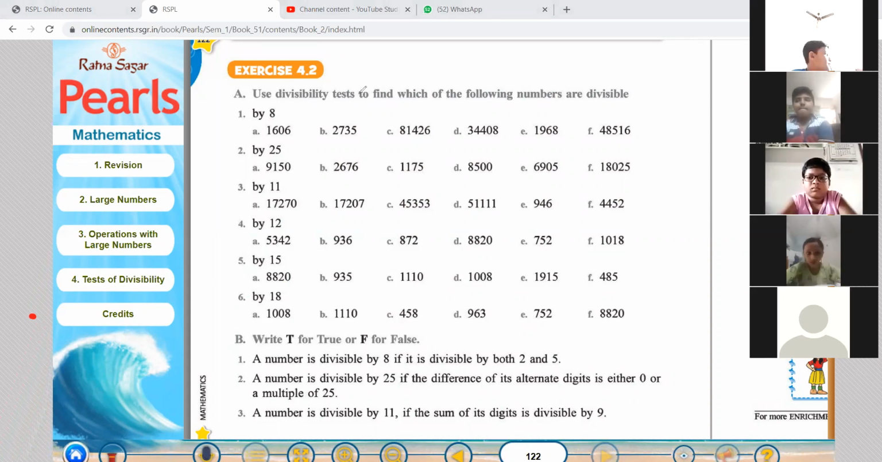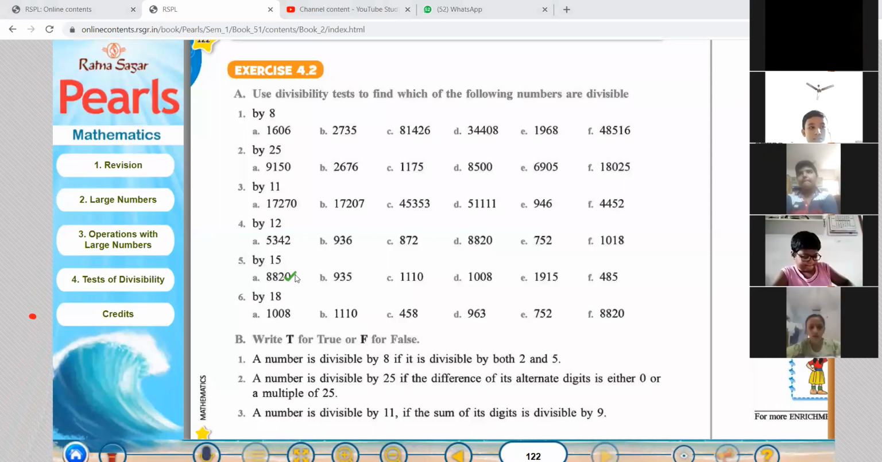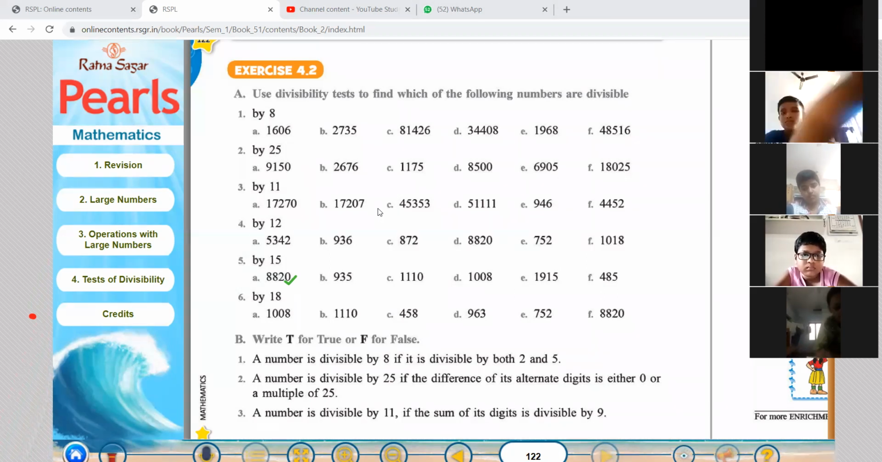In our first case, you can see 8,820. What is the last digit here? The last digit is 0. That's why we can say that the number is divisible by 5. And now we have to check the divisibility by 3. How will you check the divisibility by 3?